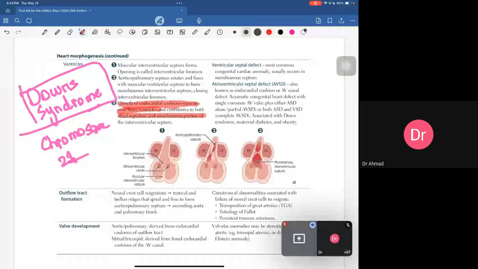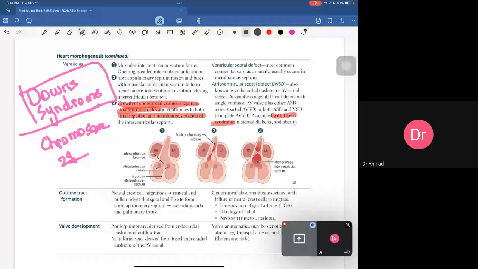So if the problem is only in the atrial and ventricular septum, then that condition is known as partial atrioventricular septal defect. But if it occurs in the atria as well as the ventricle, then this condition is known as complete atrioventricular septal defect. Now you want to know the associations that can lead to this condition. The number one is Down syndrome.